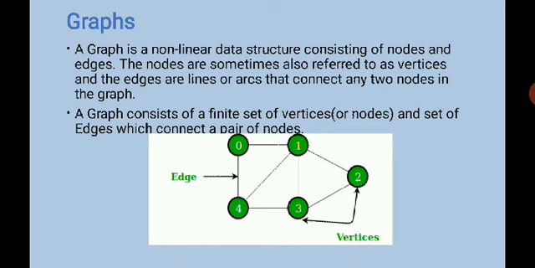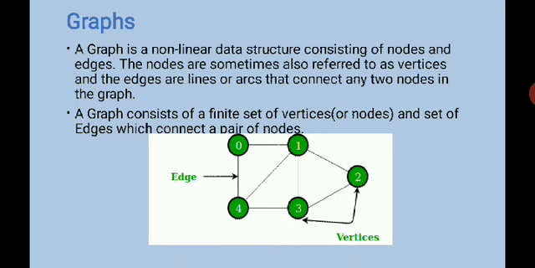Graph. A graph is a non-linear data structure consisting of nodes and edges, right? So what you have: nodes and you have edges. And what kind of data structure? Non-linear kind of data structure. The nodes are sometimes also referred to as vertices. So the nodes are known as the vertices and the edges, that is the lines that connect any two nodes, are the edges, right? So nodes are called the vertex and the lines connecting two nodes are called the edges, right?